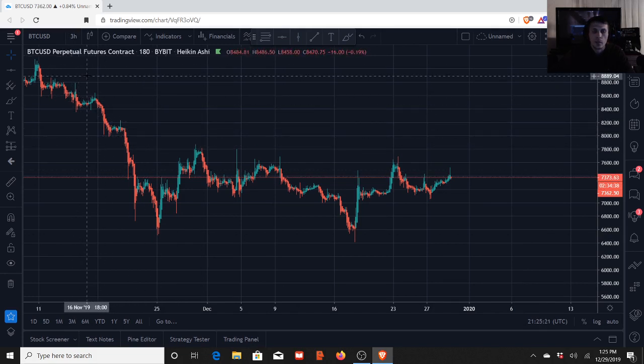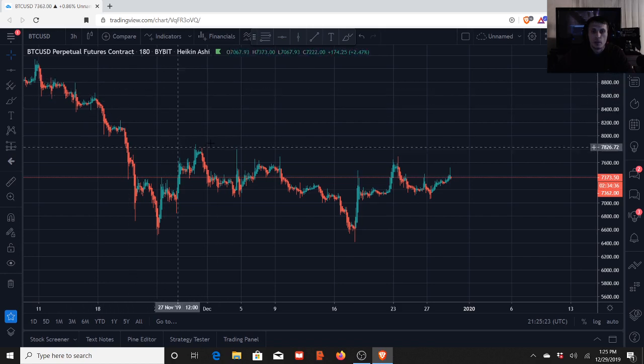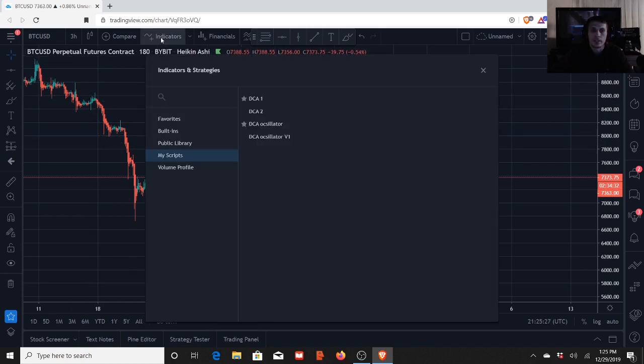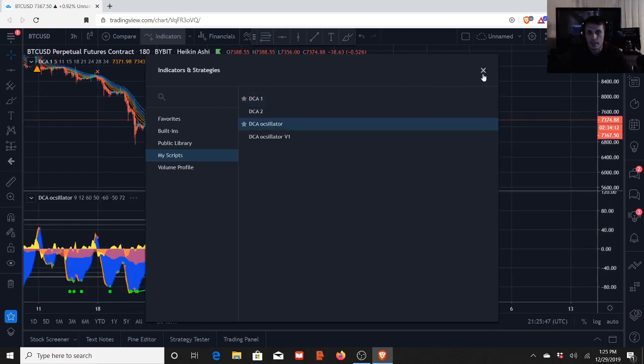But the first thing you need to do to be able to pull up the script on your chart is go to your indicators. On my end it says my scripts. This is my account. These are ones I built. On your end it's going to say invite only scripts. That's where you want to open up. You open that up and you will see the scripts that we have unlocked for you. DCA1 is the script that actually overlays candles, and the DCA Oscillator is your bottom script.